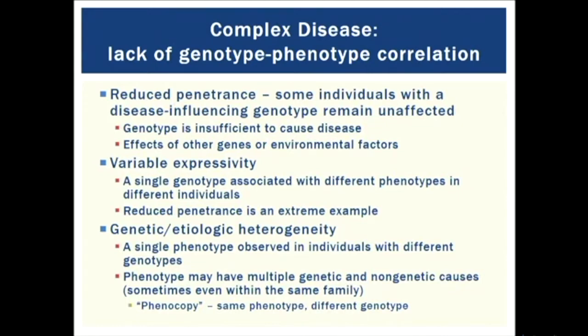So the complexities are reduced penetrance, where some individuals who have a disease influencing genotype remain unaffected. And why is that? Well, it's that the genotype is really insufficient to cause the disease. And the implication there is that the effects of other genes and environmental factors are required in order to manifest the phenotype. So that's the gene-gene and gene-environment interaction that we're talking about.